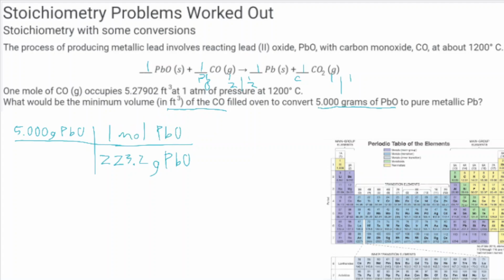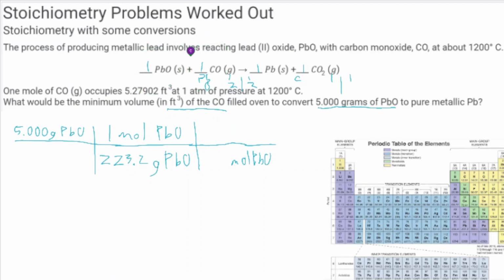All right. Now that we're in moles of lead oxide, we can use our chemical equation. I know I want to put moles of lead oxide on the bottom. And looking at our chemical equation, we have lead oxide here, and ultimately we're trying to figure out how much CO we need. So we're going from lead oxide to CO.